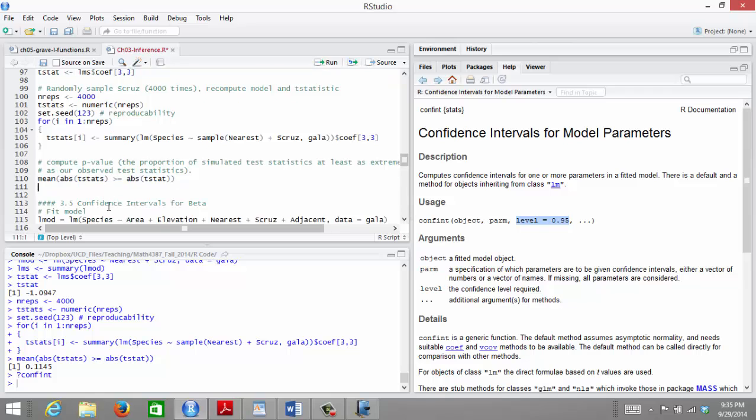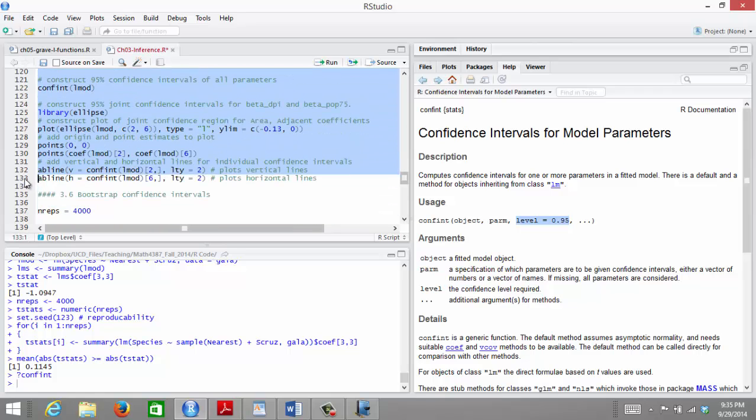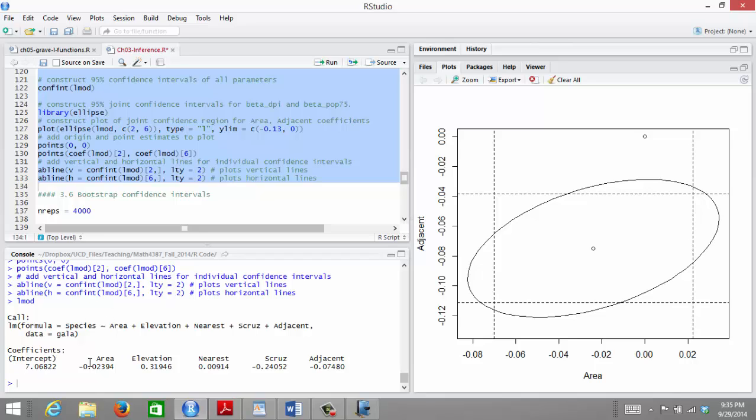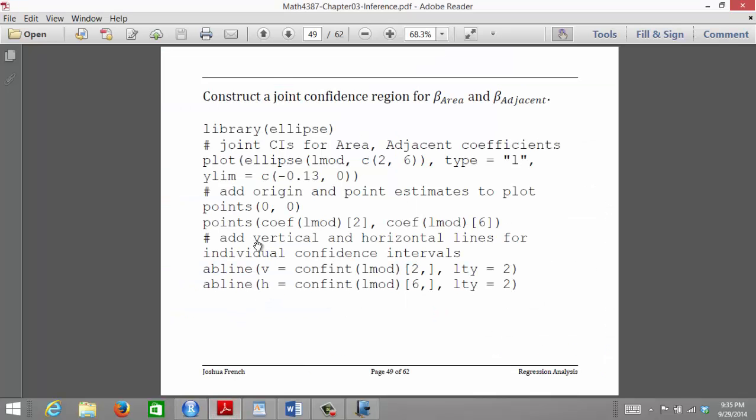And if I wanted to know which ones those were, I can just look at my lmod here. And so that's going to be for the area predictor, or for the area coefficient, so 2, 3, 4, 5, 6, and adjacent. So this is the confidence ellipsoid, the confidence region for the area regression coefficient and the adjacent regression coefficient. And then you notice I have some additional information here.